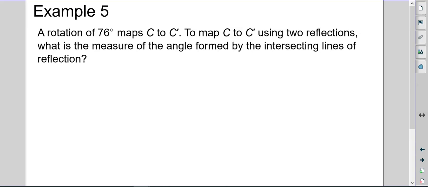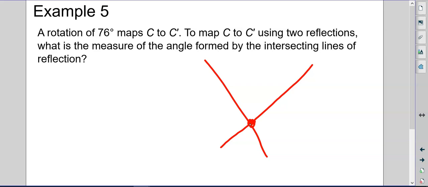All right, example 5. A rotation of 76 degrees maps C to C prime. To map C to C prime, use two reflections. What is the measure of the angle formed by the intersecting lines of the reflection? So this one is actually going backwards. So let's have our intersecting lines like so. And here's my origin, sorry. All right, the intersecting point.